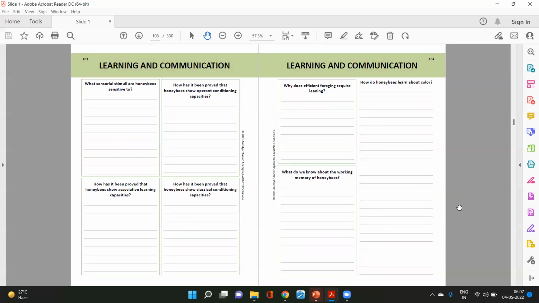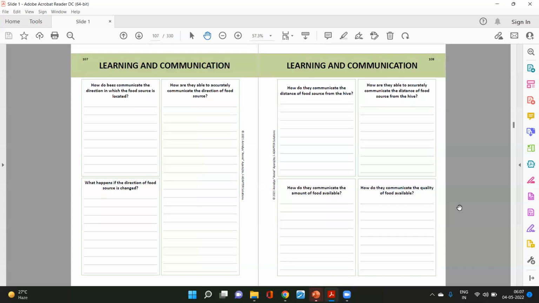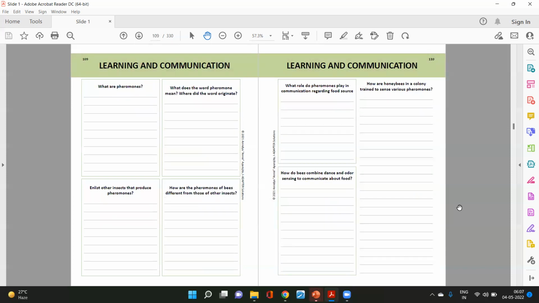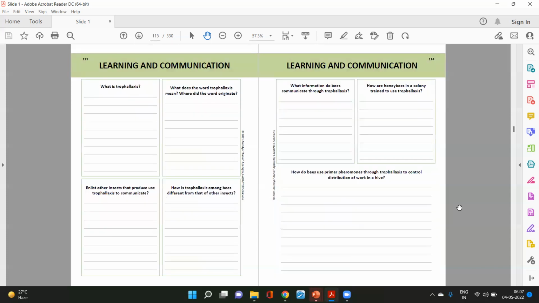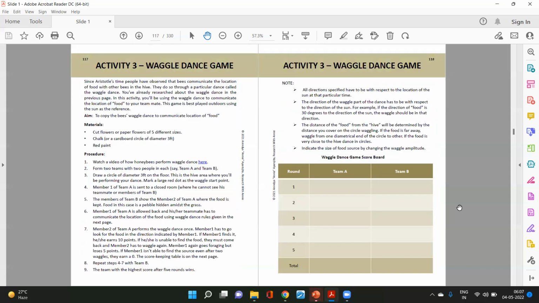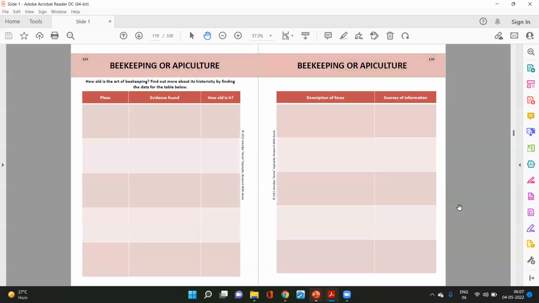And then how they learn and communicate, because if they're a social creature, then they have to learn to communicate among each other, and how pheromones play a role in that. So that's a big section. And then connected to that is an activity on the waggle dance.